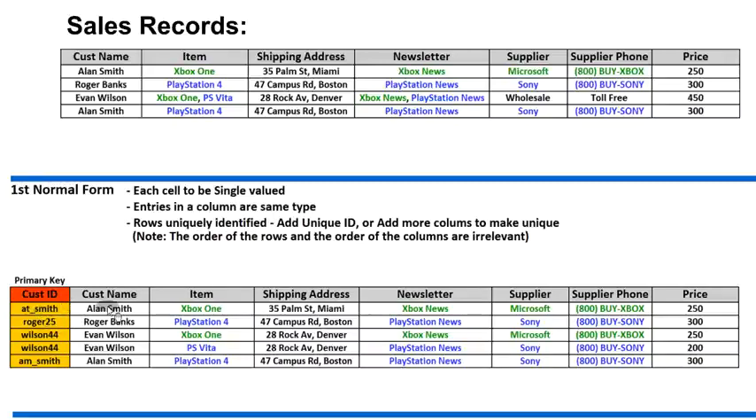So these people are made to create some kind of customer ID that they can sign in to this website. This person's name happens to be Alan Thomas Smith, so he created a user ID AT Smith. Roger Banks has Roger 25, Evan Wilson is Wilson 44, and this person's name happens to be Alan Michael Smith, so his user ID is AM Smith. So now we know for sure that these two people have nothing to do with each other, and now we can uniquely identify each of these customers.